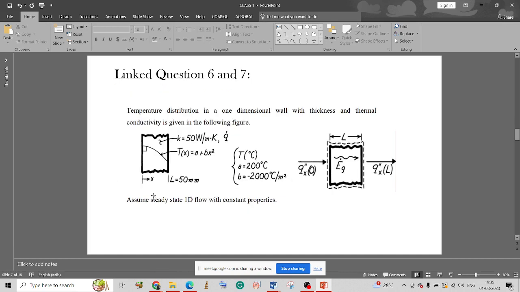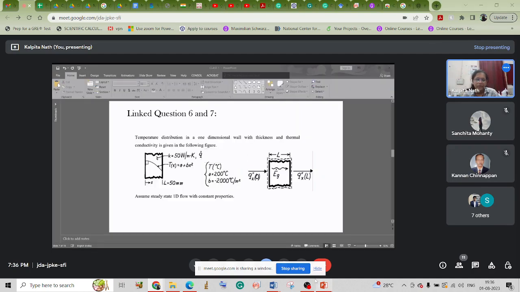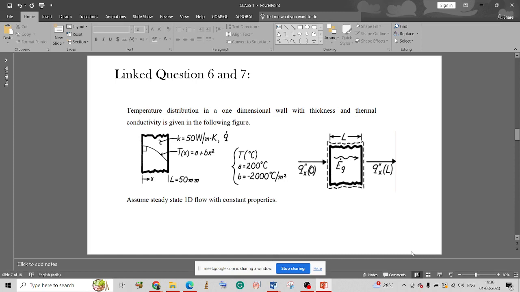Question numbers 6 and 7 are linked questions. In this question, the temperature distribution in a one-dimensional wall with given thickness and thermal conductivity is provided. Thickness is 50 mm and thermal conductivity is 50 watt per meter Kelvin. The question is visible? The temperature distribution is given as A plus Bx square.